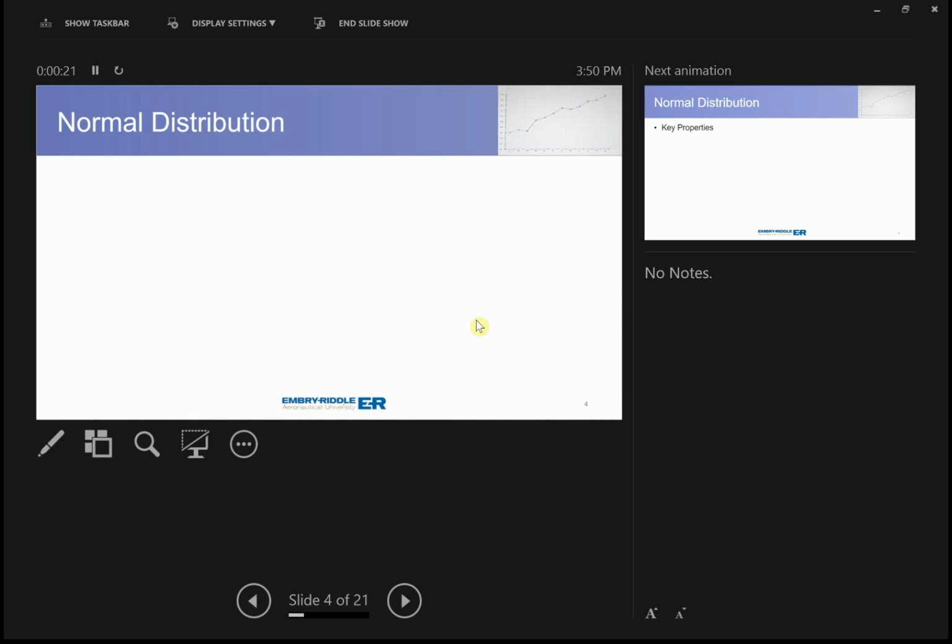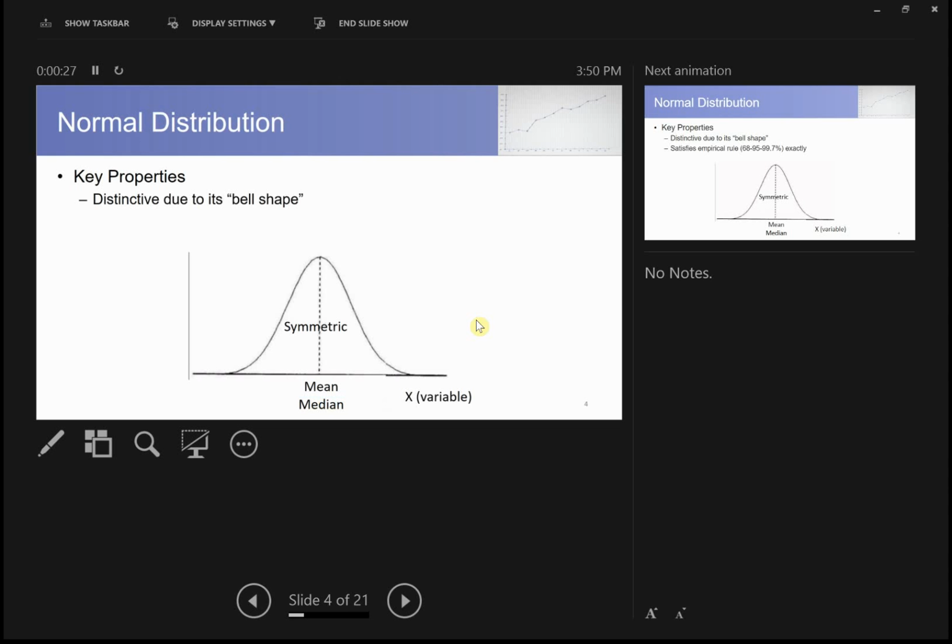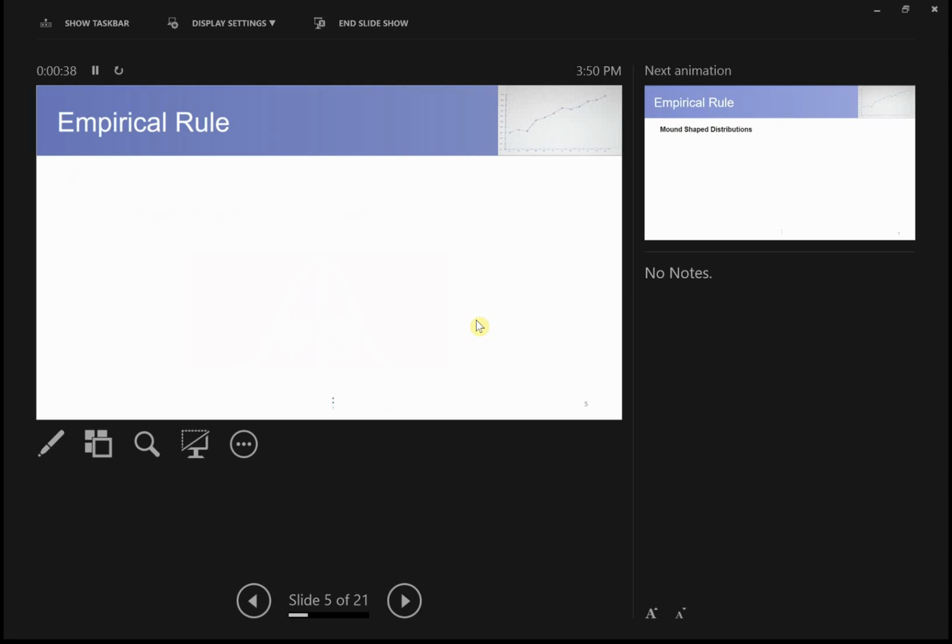depth, okay? So just to review quickly, key things about a normal distribution: it has a very distinctive bell shape, and we said that the probabilities follow the empirical rule exactly. So that was really important. You can think of that as a defining characteristic, actually, okay? Now, the empirical rule, we're going to be using this a lot, okay?